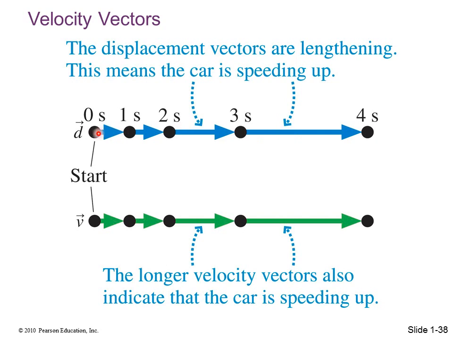So you could see here the displacement is getting greater over equal increments of time, and what that means is if you're covering more ground over equal increments of time, you are speeding up. So these velocity vectors are getting longer and longer. The car is speeding up.